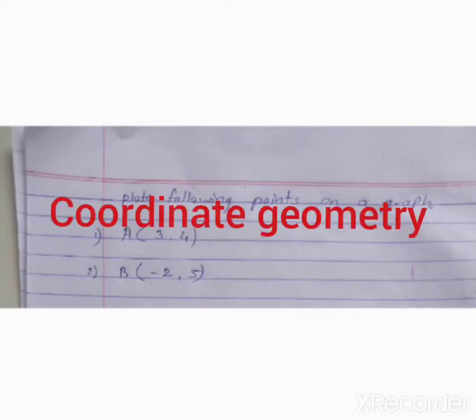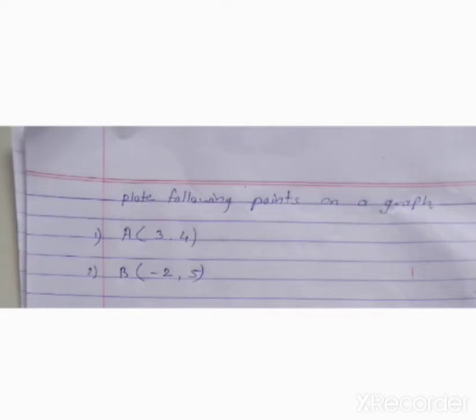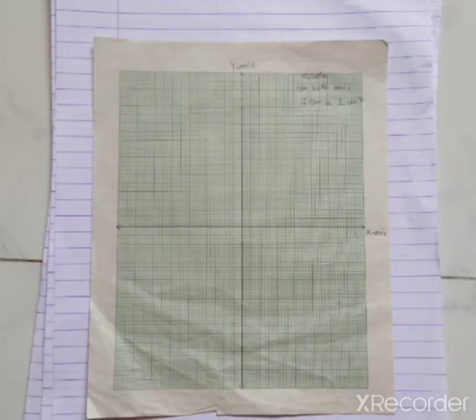Hello dear student, today we are learning how to plot these given points on a graph paper. To plot these points on graph paper, we require one graph paper and one coordinate system. So on this graph paper, here I draw two axes, x and y axis, and scale on both axes 1 centimeter. We take here 1 unit.